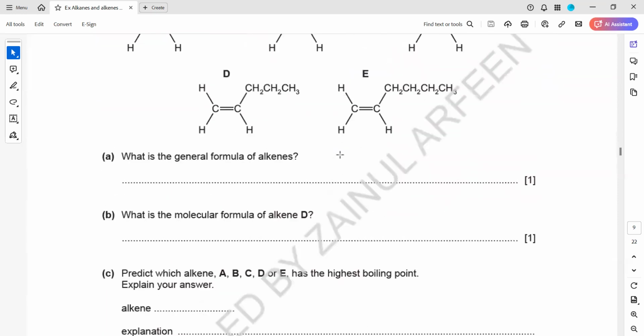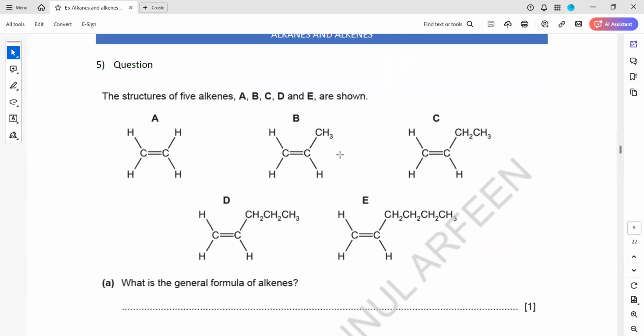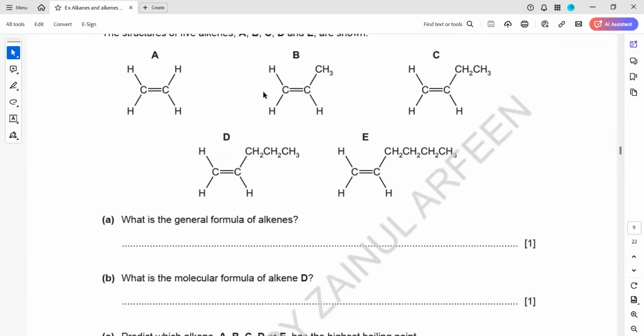What is the molecular formula of alkene D? The molecular formula means the actual number of atoms in D. So we just have to count how many carbon atoms are there. Even if you know the carbon, you can write the hydrogen because the hydrogen will be twice. You can count that as well. 1, 2, 3, 4, 5. So we have 5 carbon. Then how many hydrogen will be there? Because hydrogen should be double, it will be 10. You can count, it will be 10, or you can also directly write it.